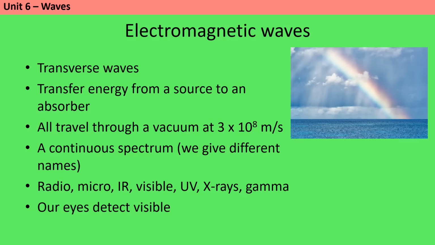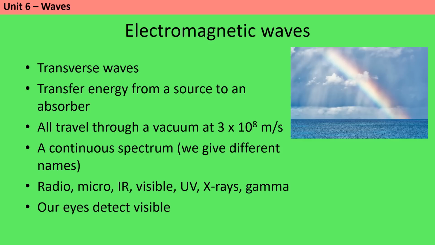Electromagnetic waves are transverse waves that transfer energy from the source of the waves to an absorber. All types of EM wave travel at the same velocity through a vacuum or through air. Electromagnetic waves form a continuous spectrum. In other words, there isn't something fundamentally different about a radio wave and an infrared wave. It's just that we give them slightly different names depending on their particular frequency and wavelength. So you can think of it a bit like how in a rainbow, there isn't one set point where red turns into orange, we just give it a slightly different name depending on its wavelength.